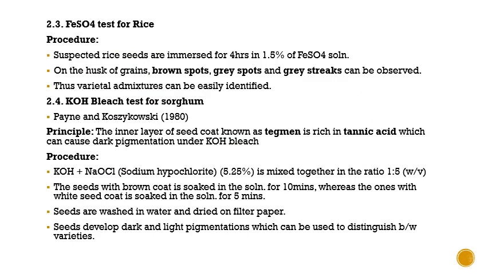So now coming to the next test, that is the FeSO4 test for rice. Here the suspected rice seeds are immersed for 4 hours in 1.5% FeSO4 solution, and on the husk grains we can observe some brown spots and gray streaks, which result from the treatment of the seeds in this FeSO4 solution. By utilizing these variations, we can easily identify the varietal admixtures.